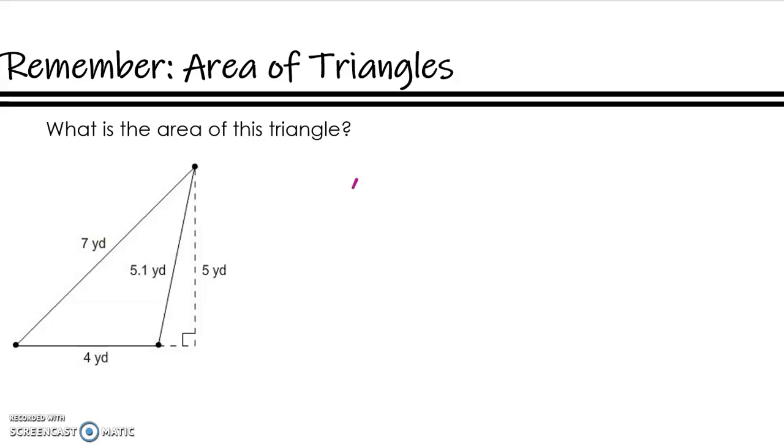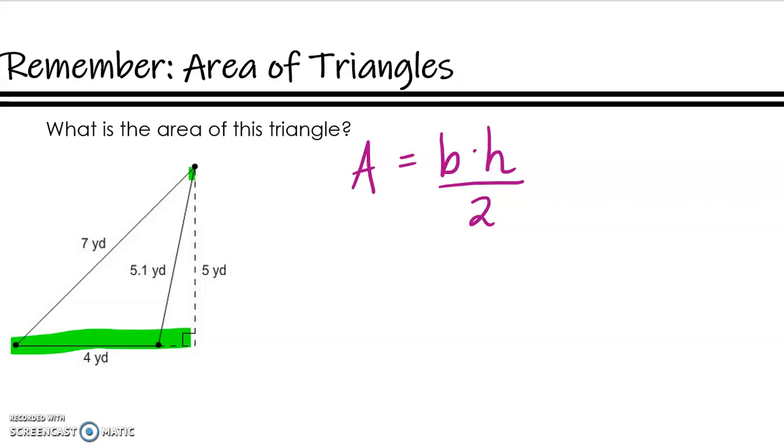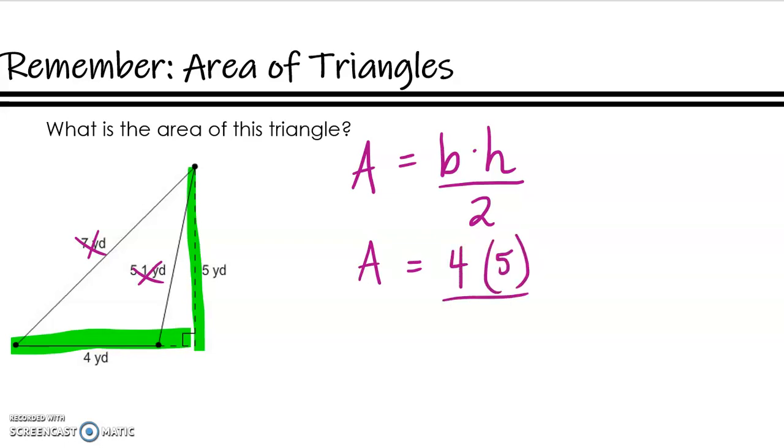Remember, our formula is area equals base times height divided by 2. And remember that the base and height must create a right angle. So we have 4 yards and 5 yards, and these are the sides that create that right angle. So we don't need 7 and we don't need 5.1. So my base is 4, my height is 5, and I will divide by 2.